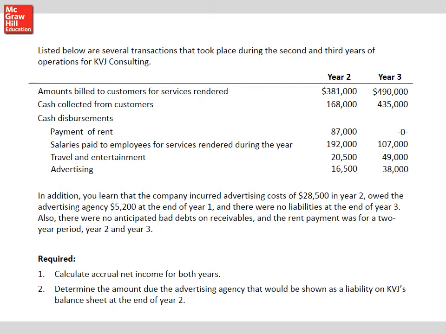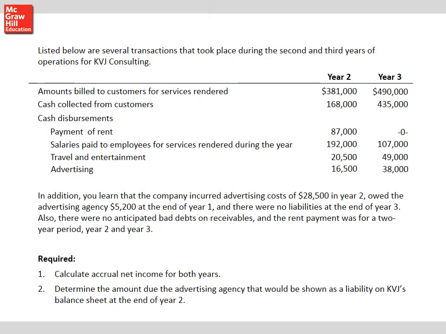In addition, you learn that the company incurred advertising costs of $28,500 in year 2. They owed the advertising agency $5,200. I'm already inverting numbers. At the end of year 1. So that was an accounts payable. Remember accounts payable. And there were no liabilities at the end of year 3. There's no bad debts on receivables, and the rent payment that was made in year 2 of $87,000 is for a 2-year period, years 2 and 3.